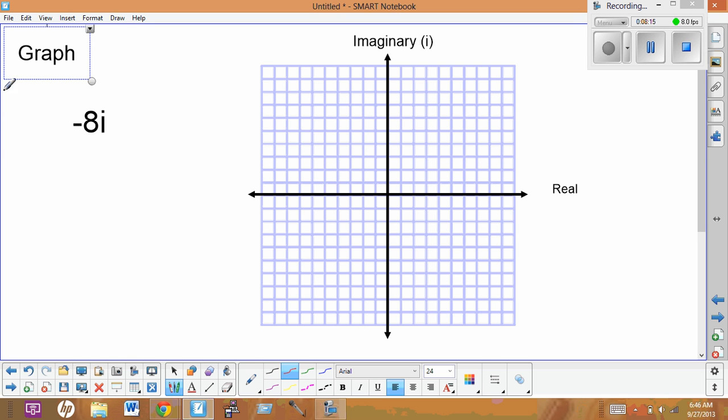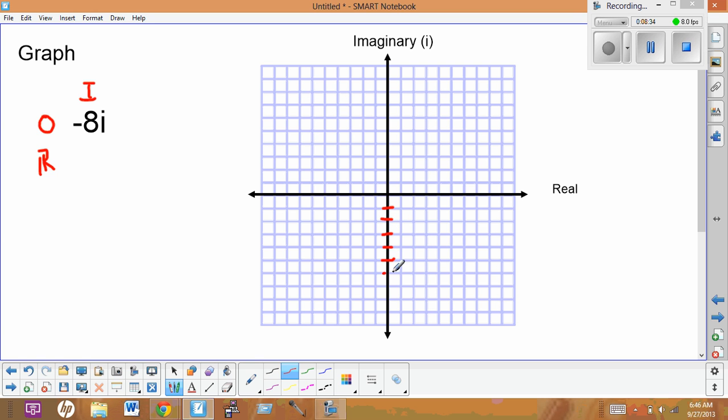Okay, hopefully you've got a nice graph for me. And this one we have to remember, this is a pure imaginary number. So my real part is 0. My imaginary part is negative 8. So I simply go down to negative 8, like the previous example was negative 8 as well. Let's see, 1, 2, 3, 4, 5, 6, 7, 8. There's our negative 8. And this time our point is directly on the line. Again, jot down any notes you might have or questions, and we'll move on to the next example.